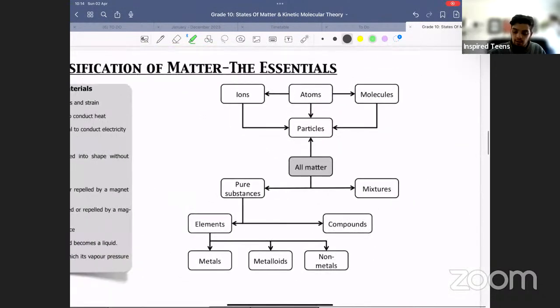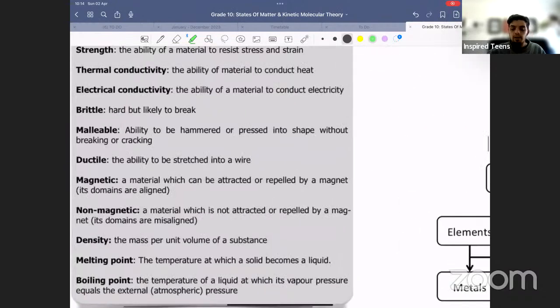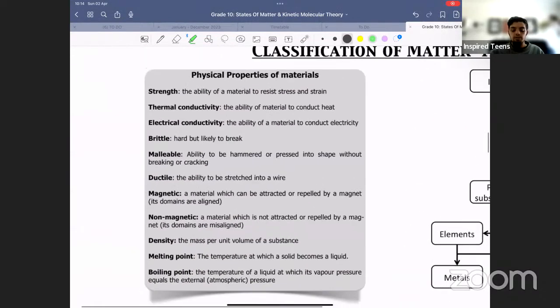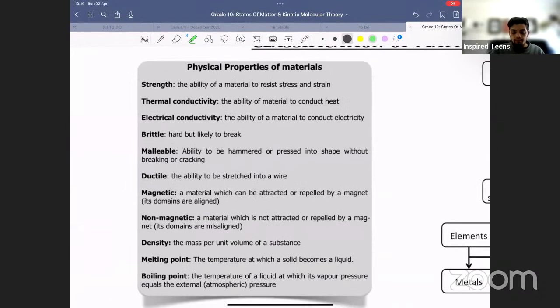Classification of matter, we went through this diagram. Okay, let's look at some definitions. Physical properties of materials. We have strength, the ability of a material to resist stress and strain. Thermal conductivity, the ability of a material to conduct heat. Electrical conductivity, the ability of a material to conduct electricity.